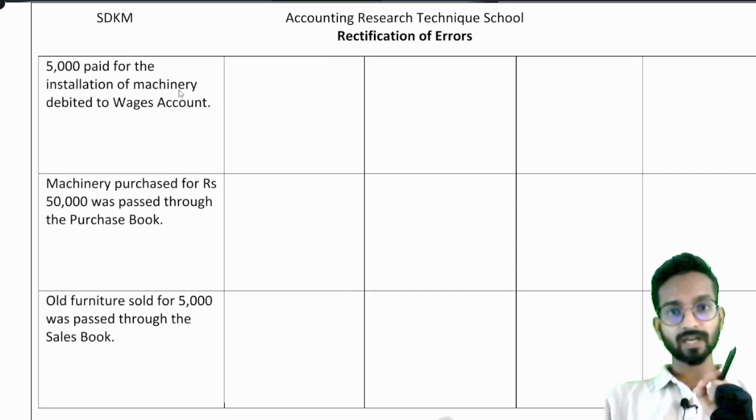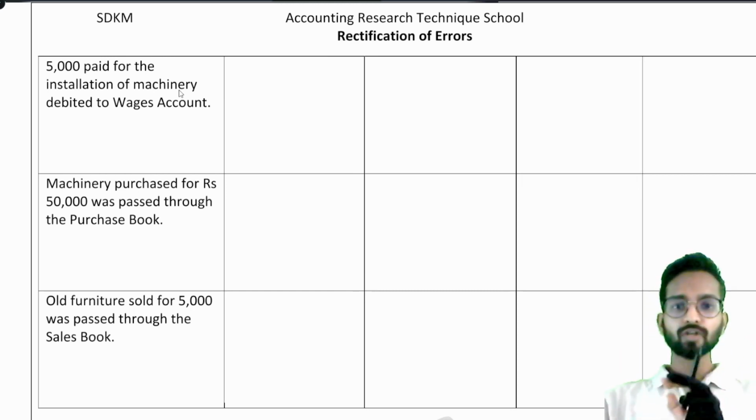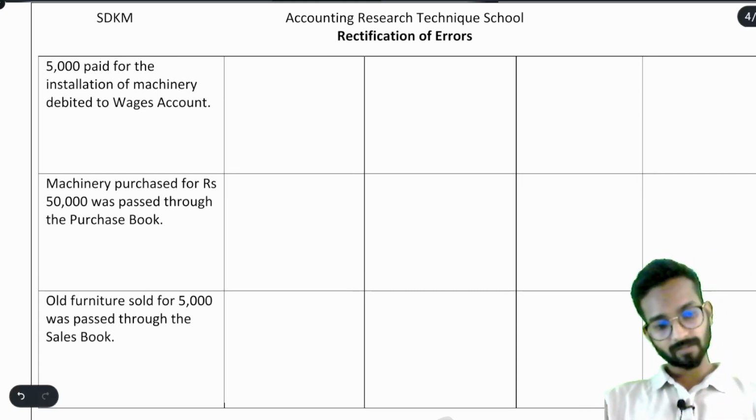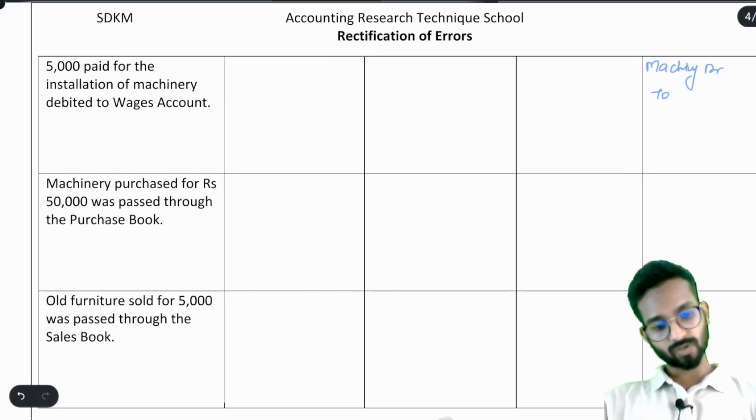I was supposed to write machine to cash. Please speak with me at your home, wherever you are. Speak the answer with me, so you will automatically form the rectified entry. What were we supposed to write? We were supposed to write machine to cash. What we have written? We have written wages to cash. It means to cash is correct. I had to debit the machine, so I will write here machine account debit to wages account, because wages was wrongly debited. How much? 5,000 and 5,000.